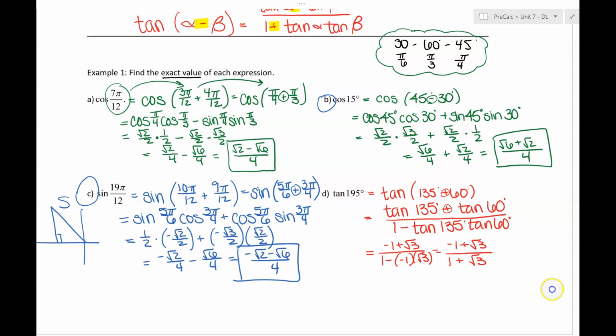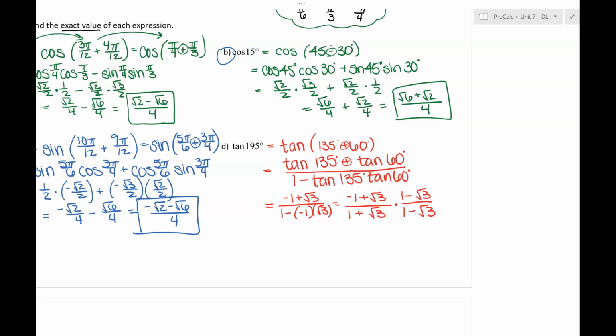Yes, I want you to. So you multiply by the conjugate. The conjugate and the reason why. So the conjugate is the same binomial, opposite operation. Okay, so we're going to multiply the top and the bottom by 1 minus rad 3. The reason we do this is to get the radical out of the denominator. Okay, the conjugate will cancel out the middle term.